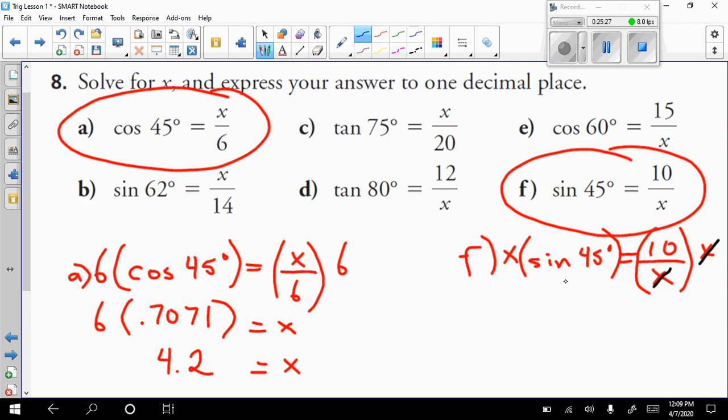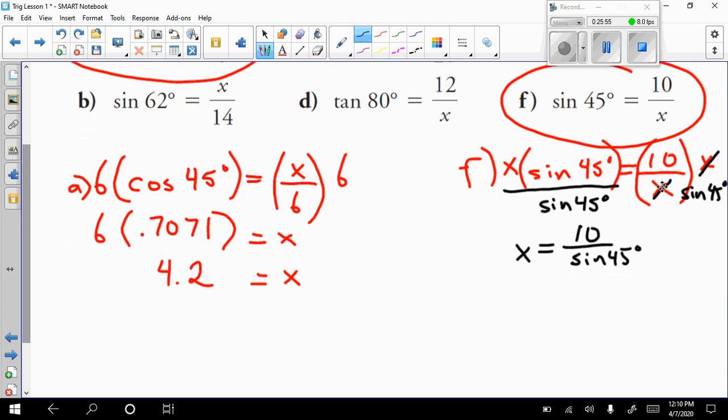But I still want x by itself, so I'm going to divide this side by sine of 45, and I divide the other side. Whatever you do to one side, you got to do to the other side. So you finally get left with an expression that looks like this. X equals 10 over sine of 45. And all I did to get x by itself was to rearrange like that. And so it'll be very similar anytime the unknown is on the bottom.